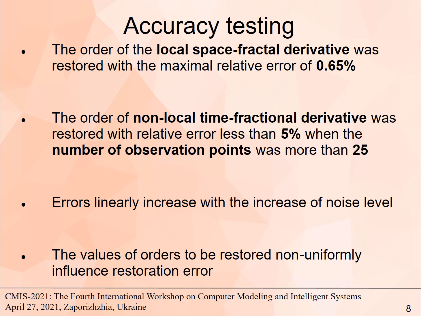As a result, we found that the order of the non-local time fractional derivative is restored with 10 times higher relative errors when compared with the errors of restoration of the order of the local space fractal derivative. Errors expectedly increased with the increase of noise level and non-uniformly depended on the values of derivative orders. We also determined the minimal number of observation points needed to obtain practically usable accuracy. This value is equal to 25 points.